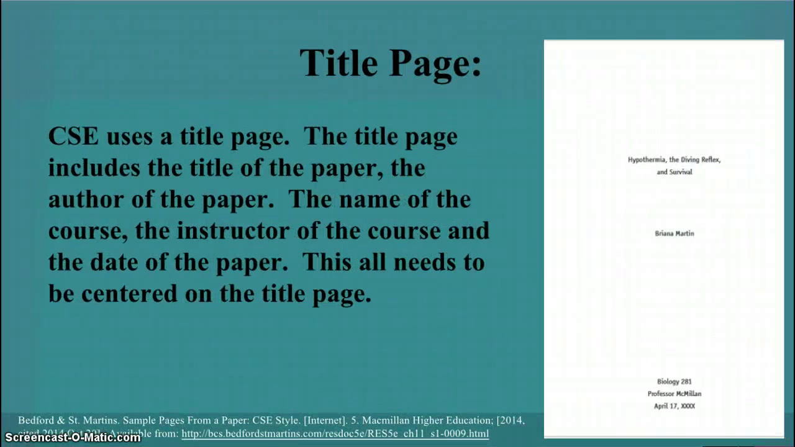CSE uses a title page. The title page includes the title of the paper, the author of the paper, the name of the course, the instructor of the course, and the date of the paper. This all needs to be centered on the title page.